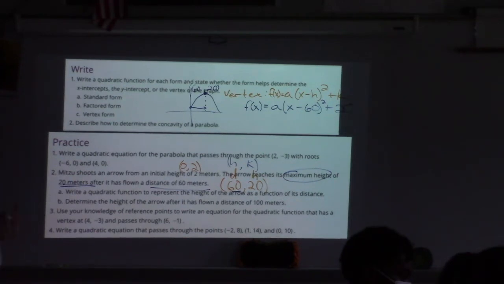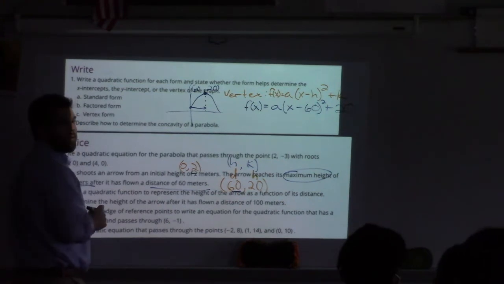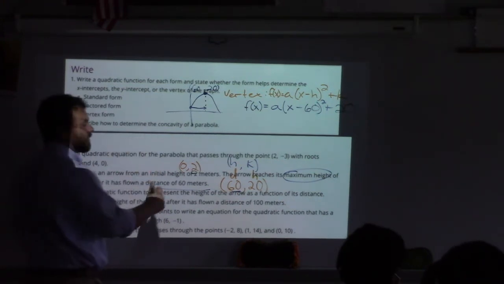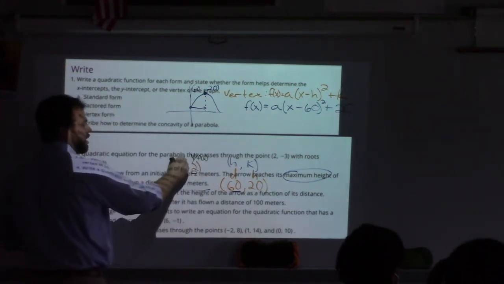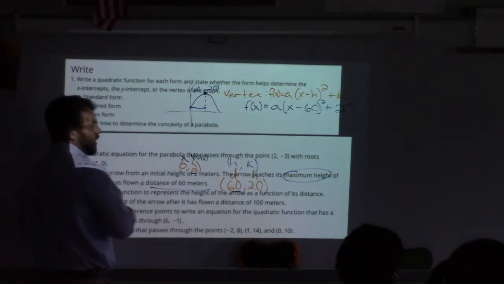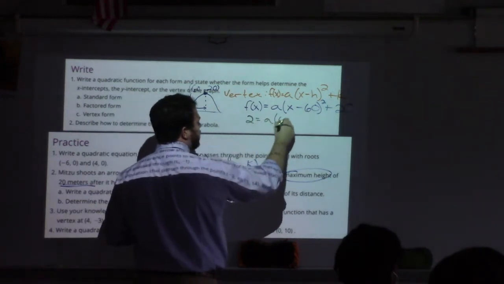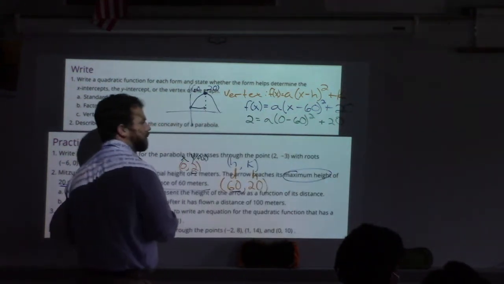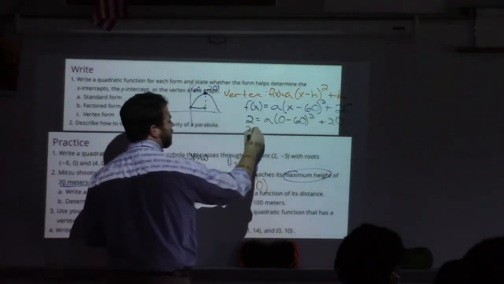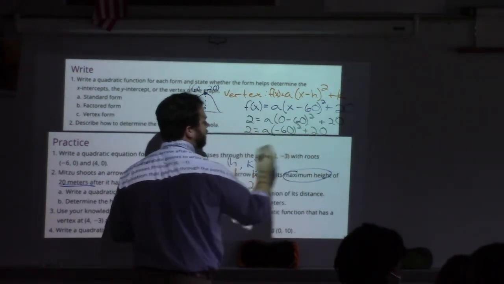Is a 2? No. So could you plug in that 2? What could the 2 be substituted in for? The f of x. Remember, we can't just say that number is going to take the place of a, but that is a y value, or an f of x. This 0 is an x value. So I can substitute those in for x and f of x. So 2 is equal to a times 0 minus 60 squared plus 20. And then I'm just solving this equation.